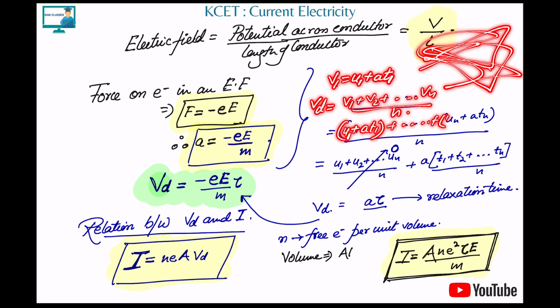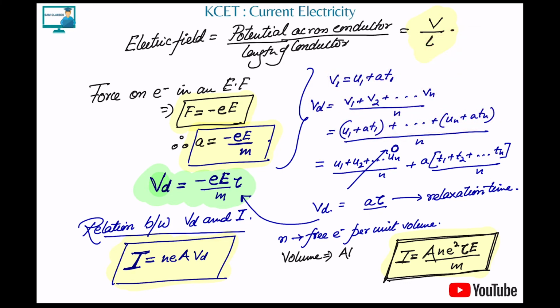It will be continued for all the others, u plus a t n, divided by n. Now since they are moving randomly, the initial velocities of all of them will get cancelled. If I take the average, one is moving to this side, one to the other side, so it will all cancel. So what you get is a into the time average divided by n, and this time average by n is nothing but tau, also known as relaxation time.